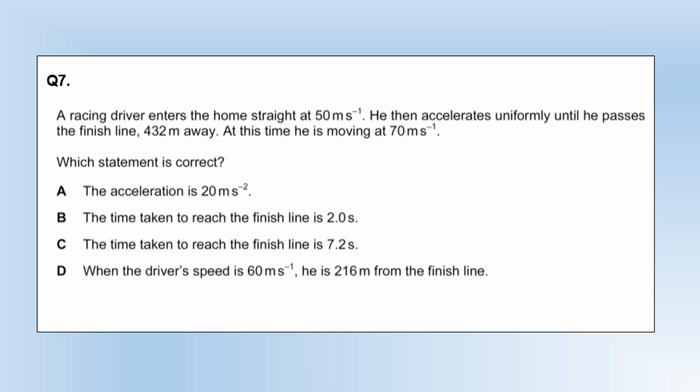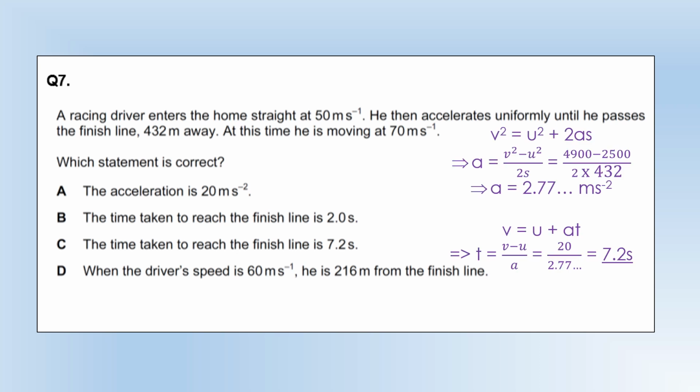Okay, so our racing driver enters the home straight at 50 meters per second. He then accelerates uniformly until he passes the finish line 432 meters away. At this time, he is moving at 70 meters per second. Which statement is correct? So we've got some expressions for acceleration and the time taken. So let's have a look.